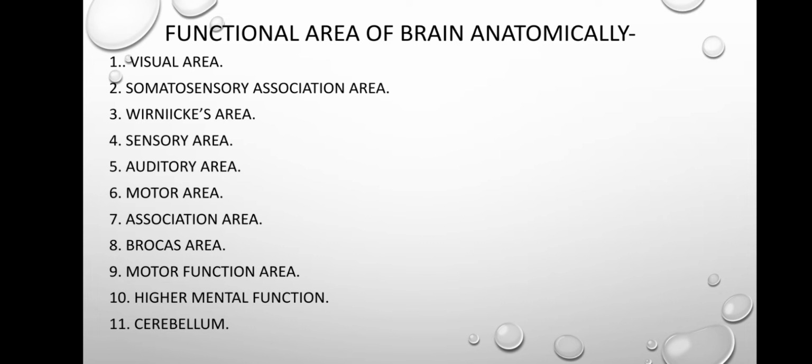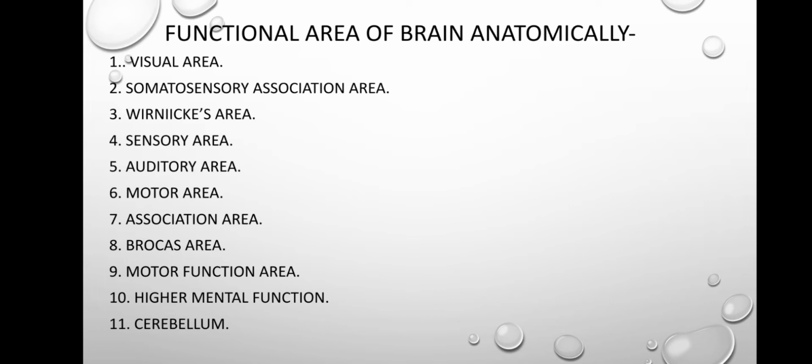Functional areas of the brain. We memorize or revise the functional areas of the brain anatomically: visual area, somatosensory area, vernix area, sensory area, auditory area, motor area, association area, Broca's area, motor function area, higher mental function area, cerebellum. These are the subdivisions or functional areas of the brain which are anatomically distributed or divided.